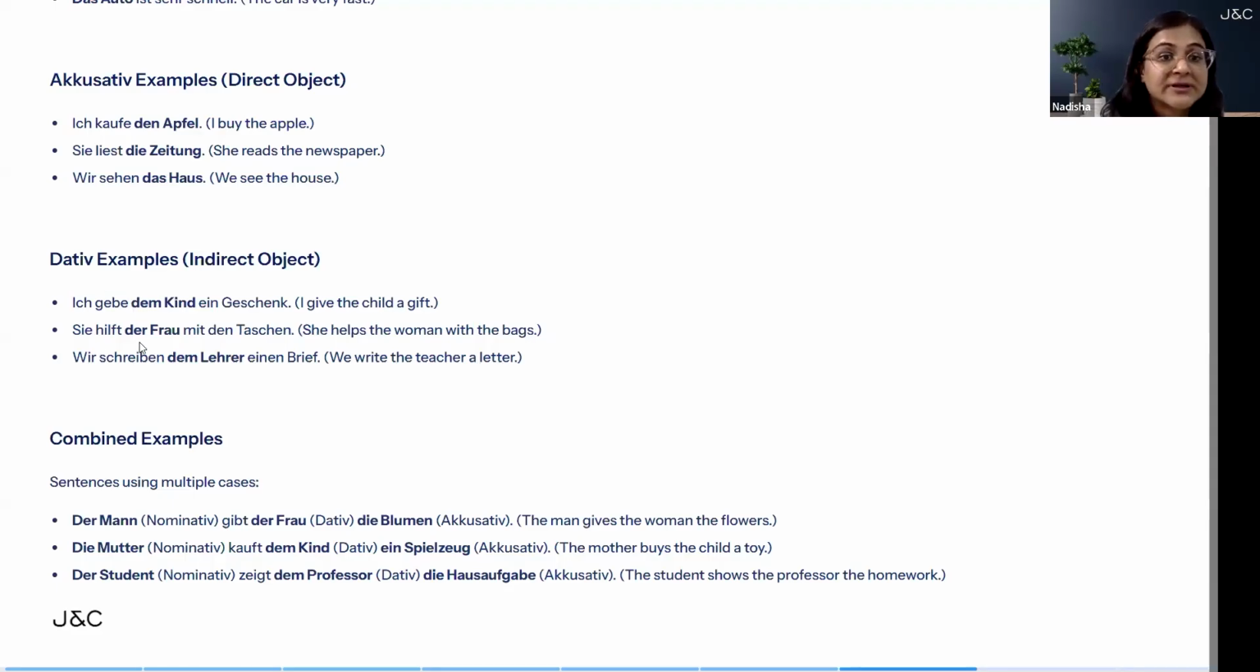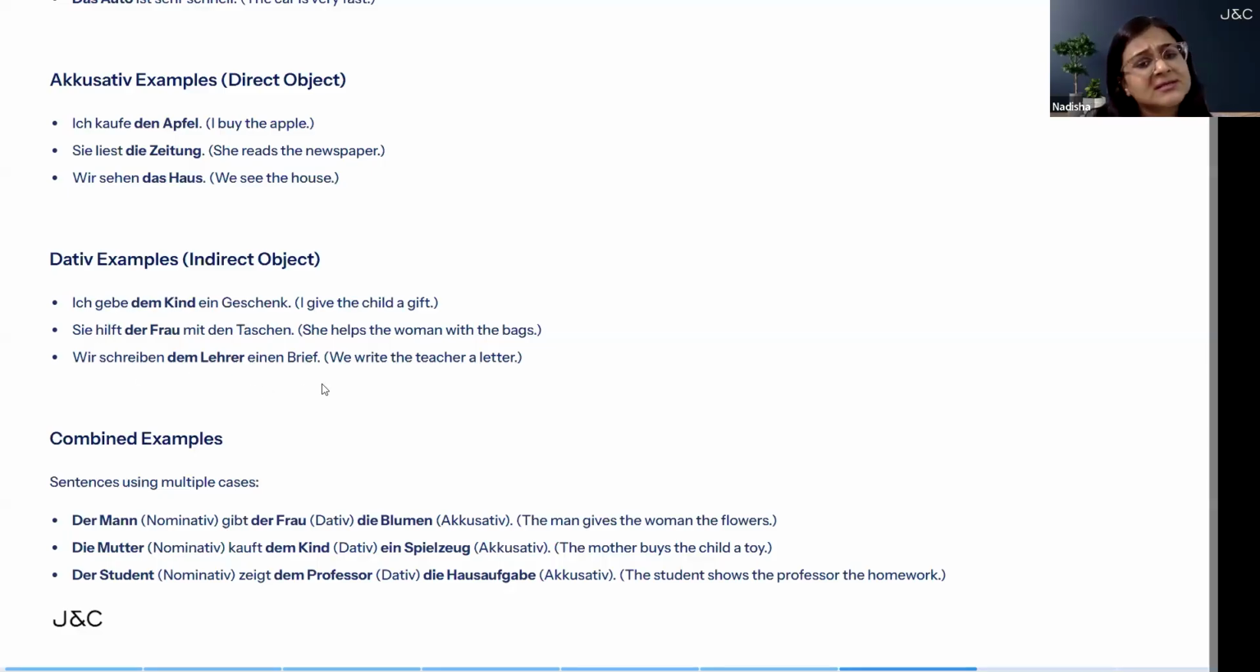Sie hilft der Frau mit den Taschen. Der Frau here is dative case. To whom condition, and who is helping? She. This is nominative case. She is nominative. Next is wir schreiben dem Lehrer einen Brief.